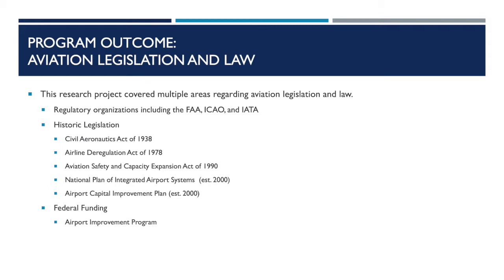The National Plan of Integrated Airport Systems and the Airport Capital Improvement Plan were established nearly 20 years ago in 2000. The goal of this was to identify the airports in the U.S. National Air Transport System, assess their role in the overall system, and determine the amount of Airport Improvement Program, or AIP, funding they'd be eligible to receive. The Airport Improvement Program offers an equal opportunity for airports to apply for federal grants that assist with funding, planning, and developing projects listed within the FAA's national plan.